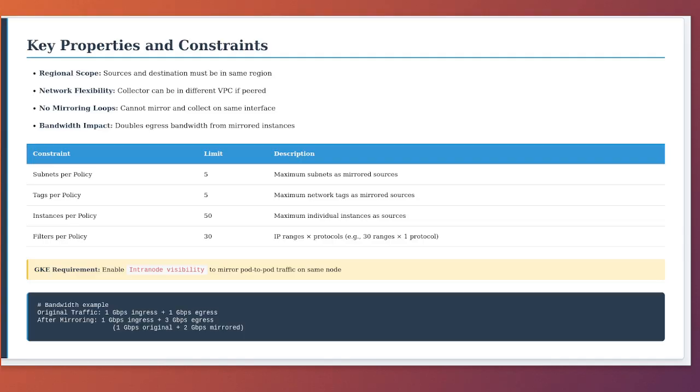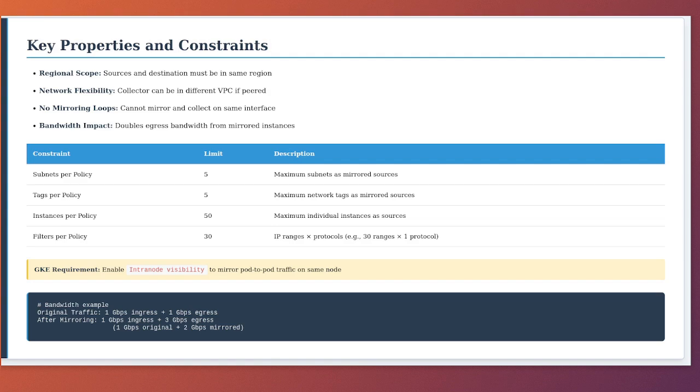First, let's address regional requirements. All mirrored sources must be in the same project, VPC network, and Google Cloud region. You cannot create a single policy that mirrors instances in US Central 1 and instances in Europe West 1. This regional constraint exists because packet mirroring operates at a regional level within Google Cloud's infrastructure. The collector destination must also be in the same region as the mirrored sources. This keeps the mirrored traffic local to the region, minimizing cross-region bandwidth costs and latency.